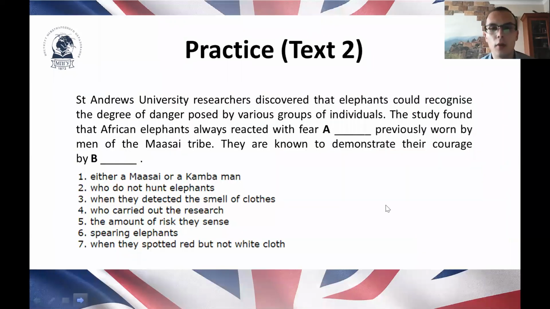There are two gaps now on the slide, but still it's the same. Let's have a look at gap A. The study found that African elephants always reacted with fear, gap previously worn by men. 3 can be, when they detected the smell of clothes. Yeah, can be, but not obvious. I think it's not that obvious. And 7 can also be a correct variant here, maybe.